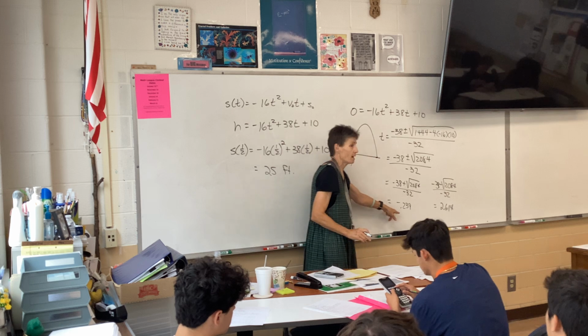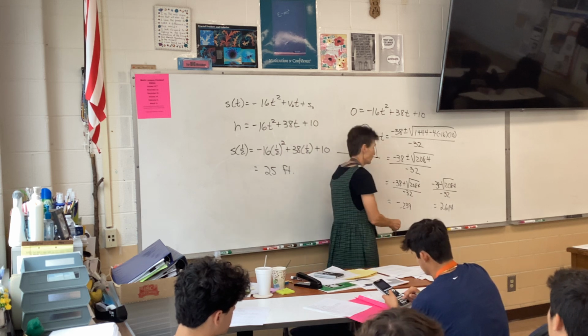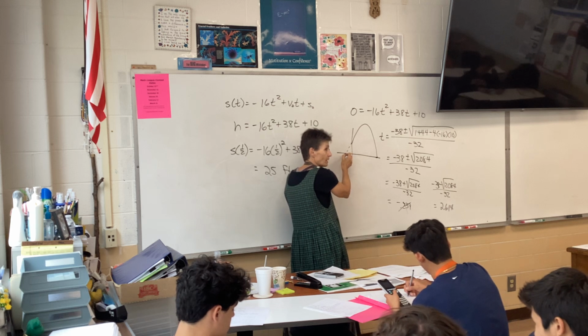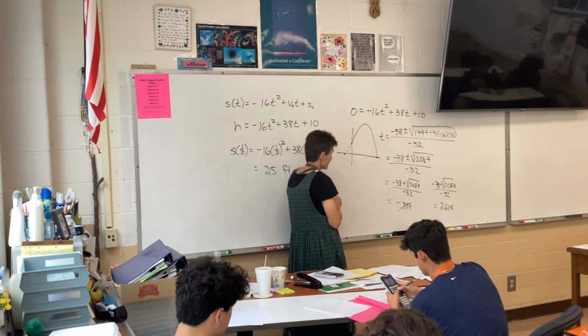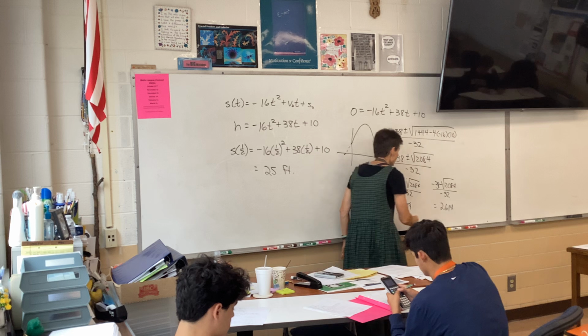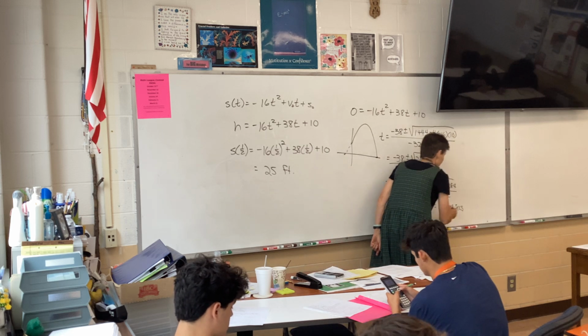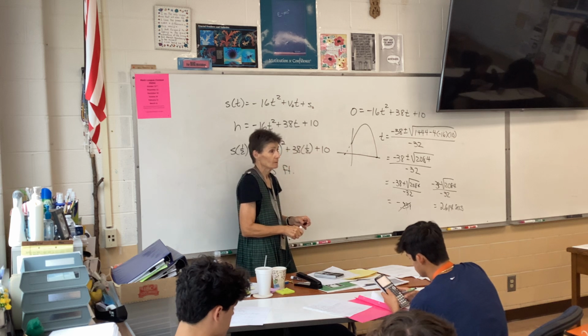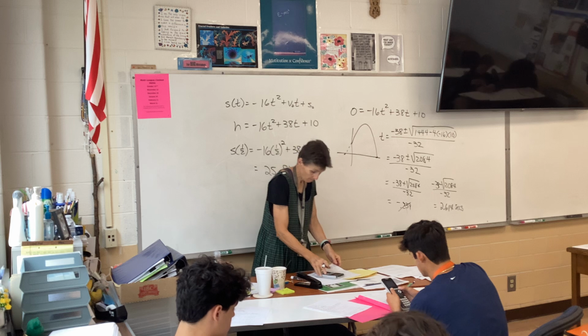What about this guy? We don't want negative time, right? That's before the ball is even thrown. It's back here, before we climb up on the building. So we throw that one out. So the answer is 2.614 seconds. You guys have graphed it. We should match exactly, to that many decimal places.